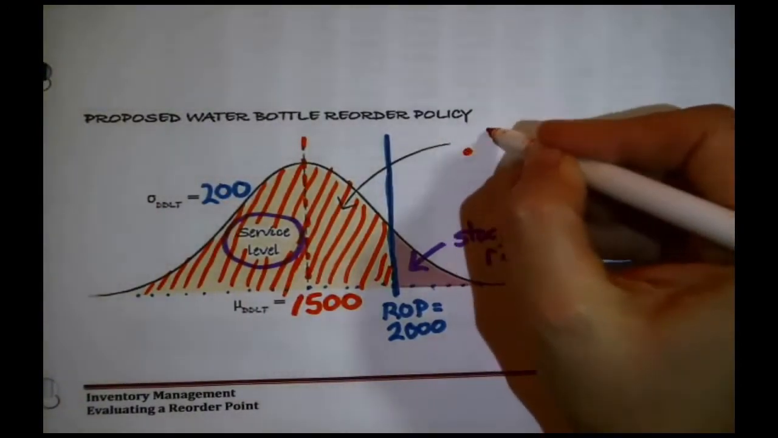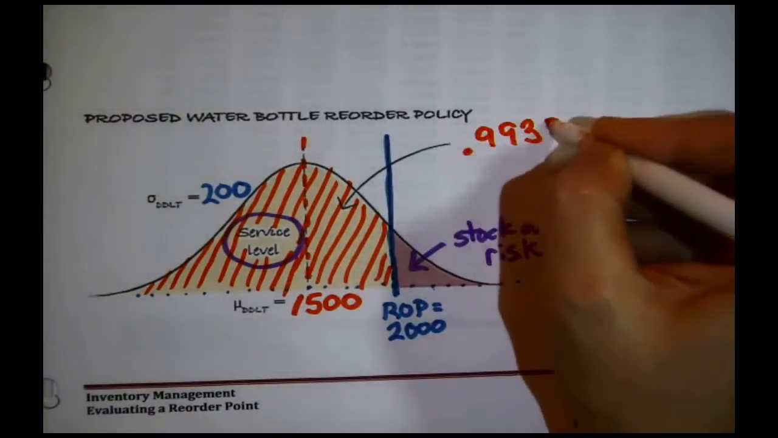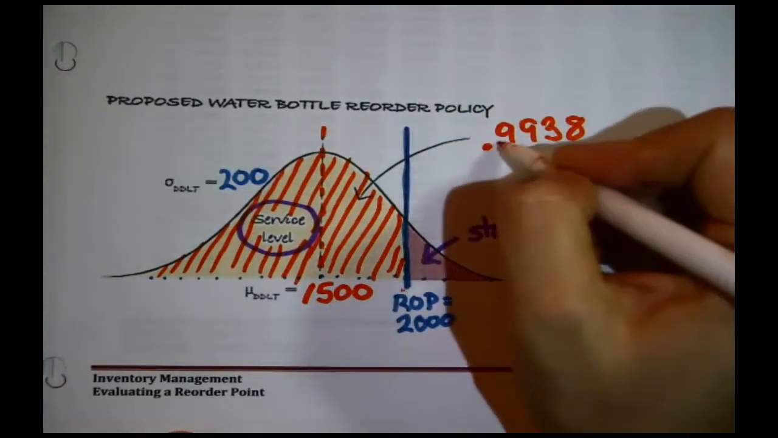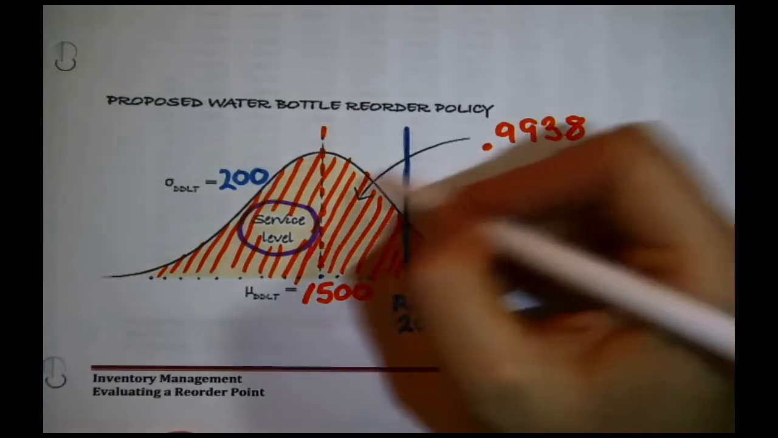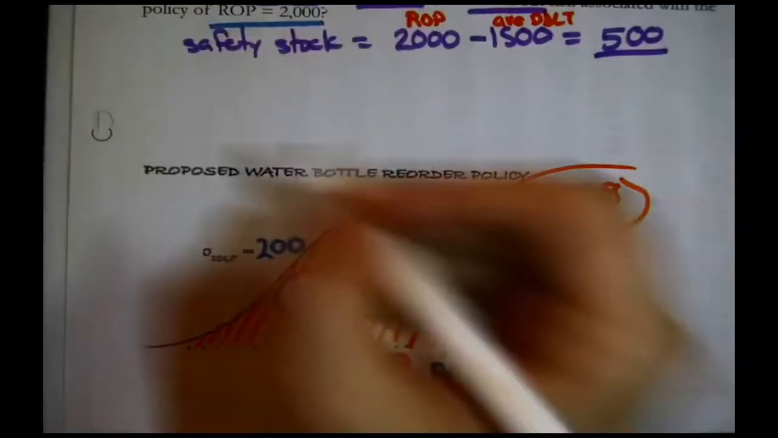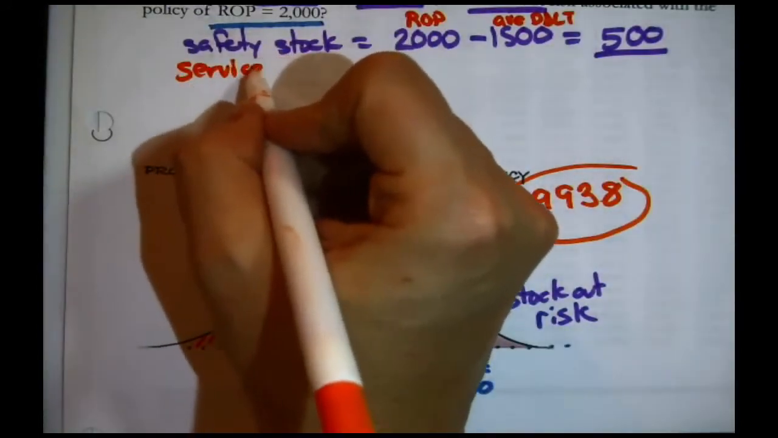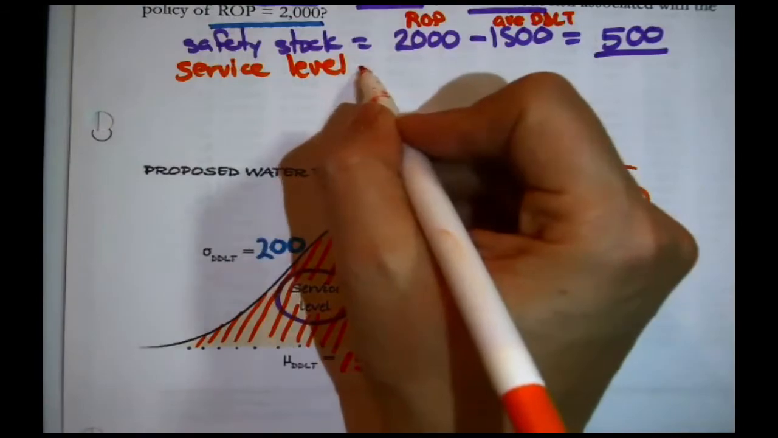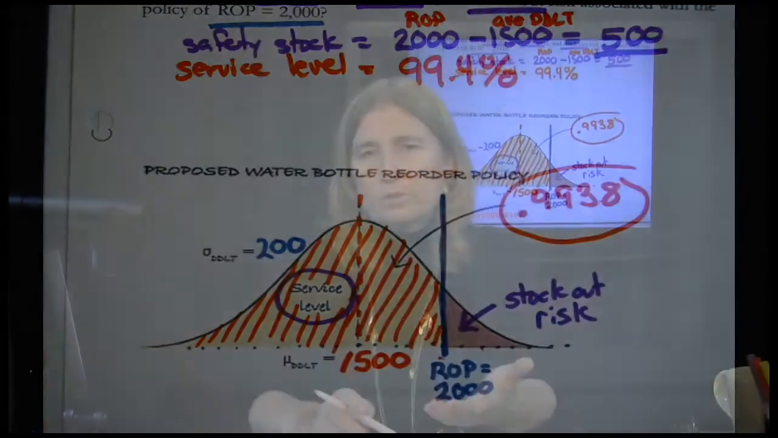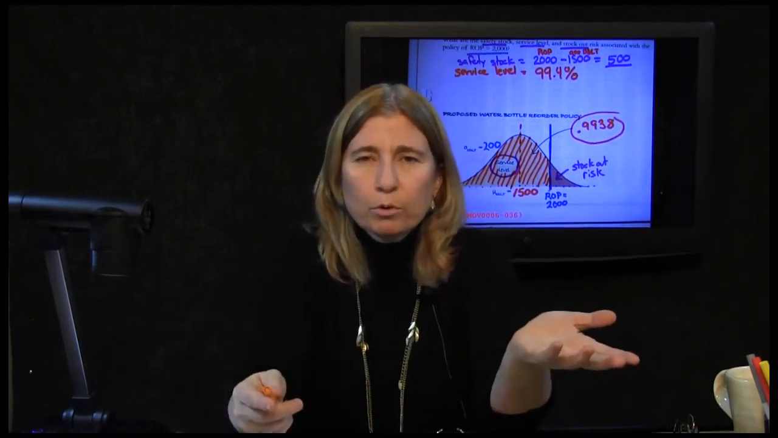0.9938. Why? Because we just found out that on this particular curve, when you cut it right here at 2,000, 0.9938, 99% of it is to the left. That's the service level. That's the service level of a reorder point of 2,000 here. Basically 99.4%. We normally speak of service level in percent, not decimal places. So I'm taking the 0.9938 from the table and rounding to one decimal place, so it's 99.4%.